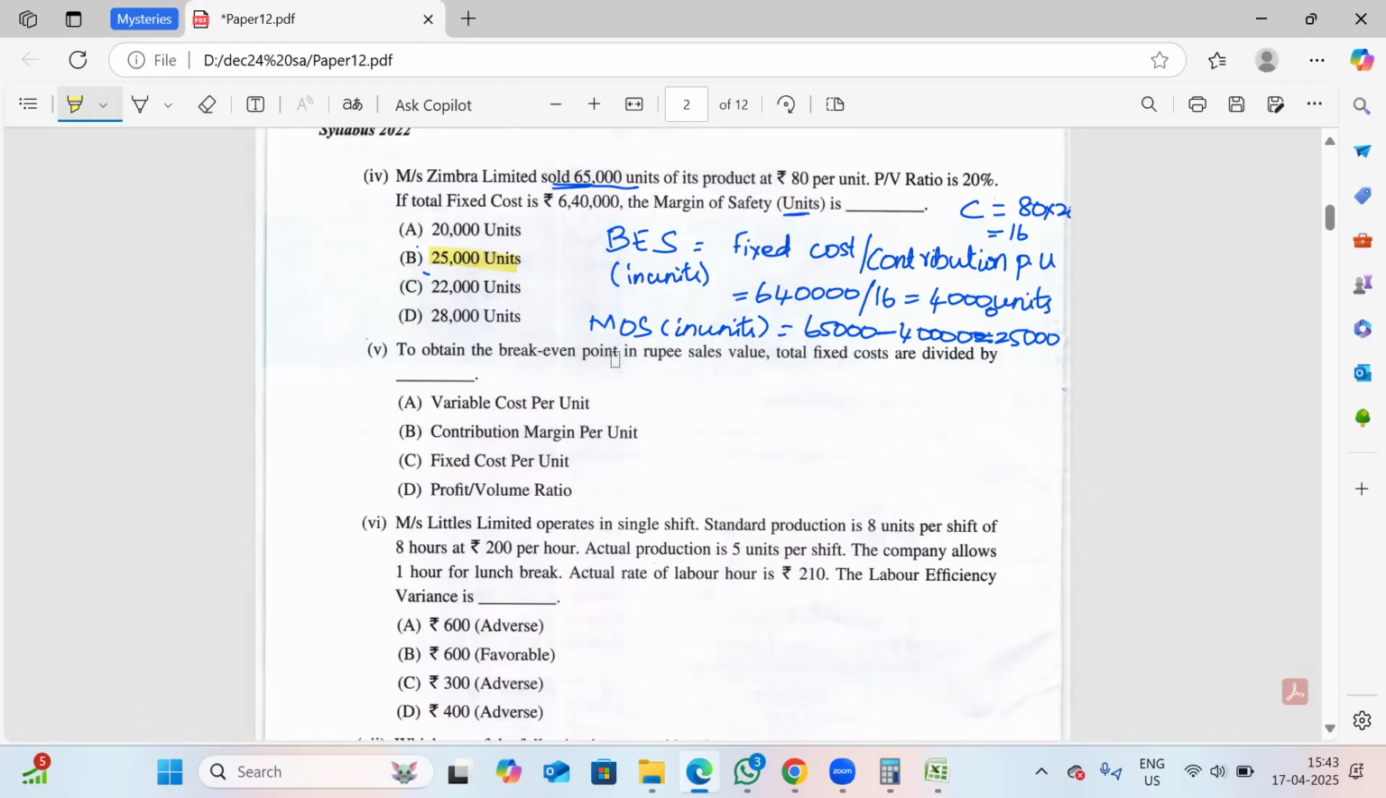Then, to obtain the break-even point in rupee sales value, as we just discussed, break-even point in sales value means total fixed cost should be divided by profit volume ratio. If you divide it by contribution per unit, we get break-even point in units. So option D will be the right answer. Moving on to the sixth question.